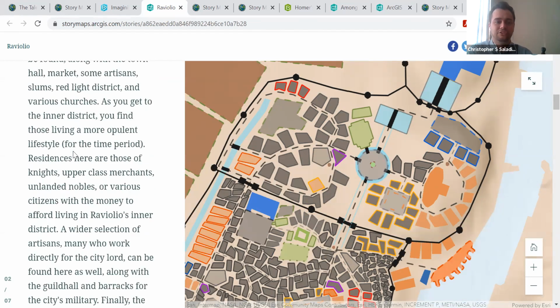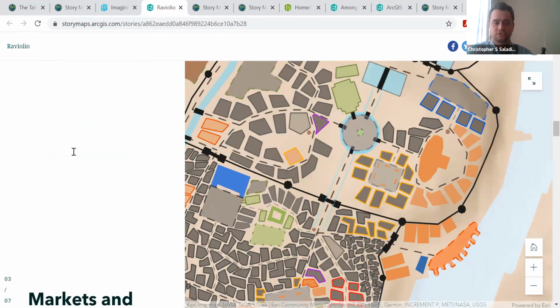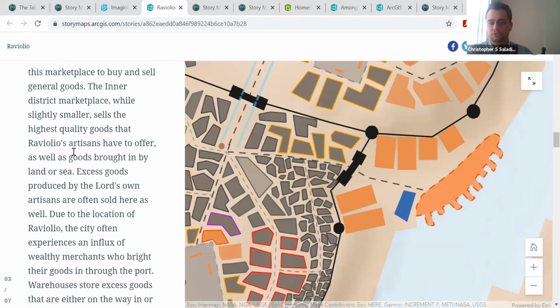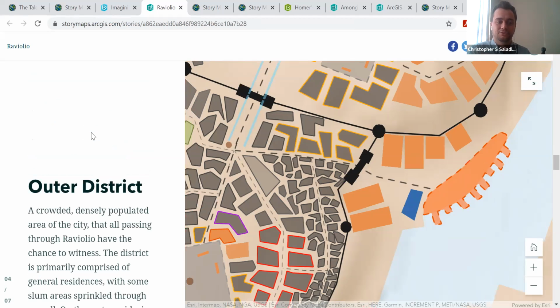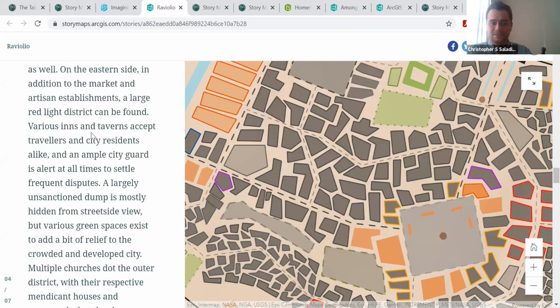But yeah, this is just an example of one project of what a student was able to do in a main project over the course of the semester. Make this fairly, in this case, pretty elaborate map of an imagined medieval city, and then they're able to pair it with that text on the other side.